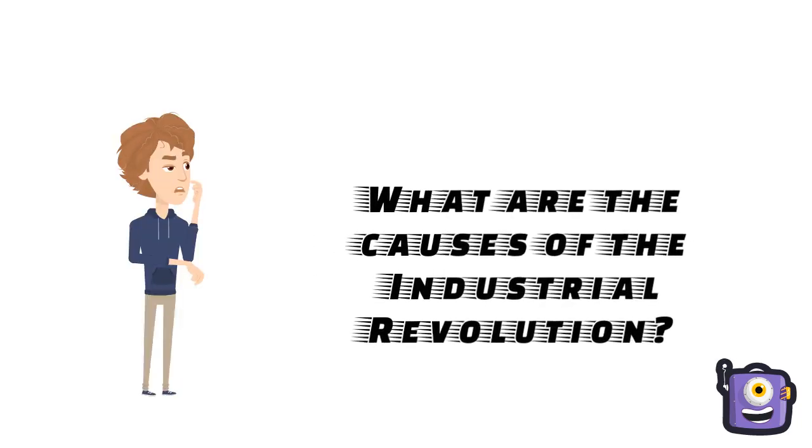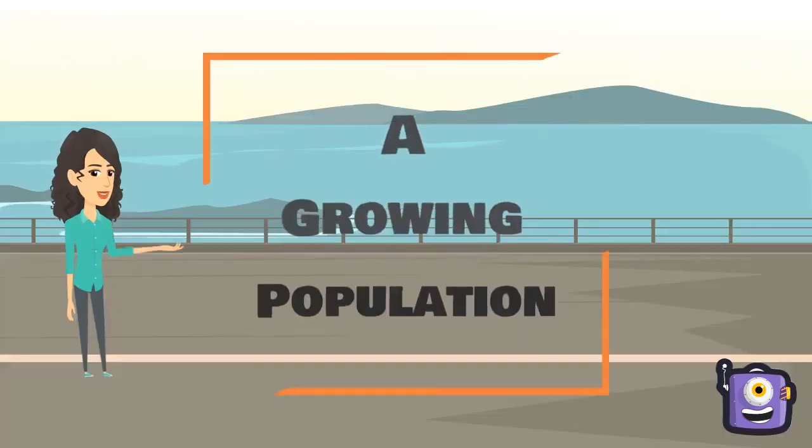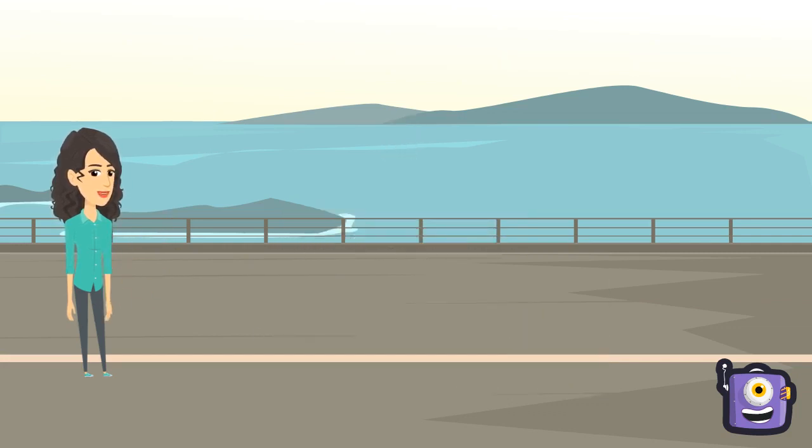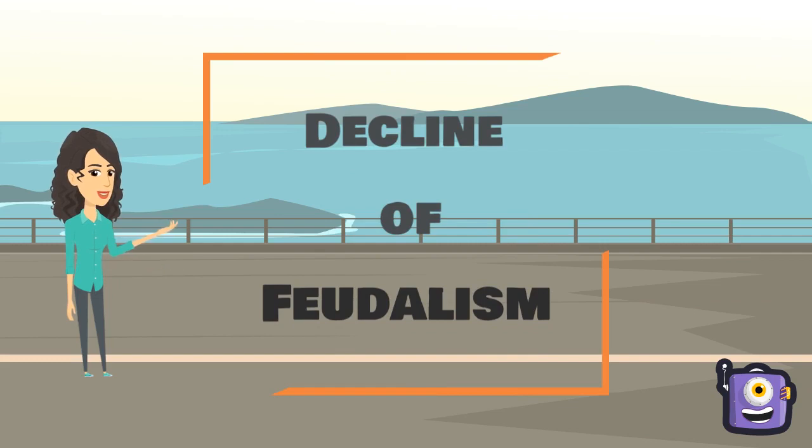What are the causes of the Industrial Revolution? In the 18th and 19th centuries, Europe's population was growing very rapidly. Therefore, labor for industry and trade was provided. A rising demand for goods resulted. This encouraged mass industrial production.